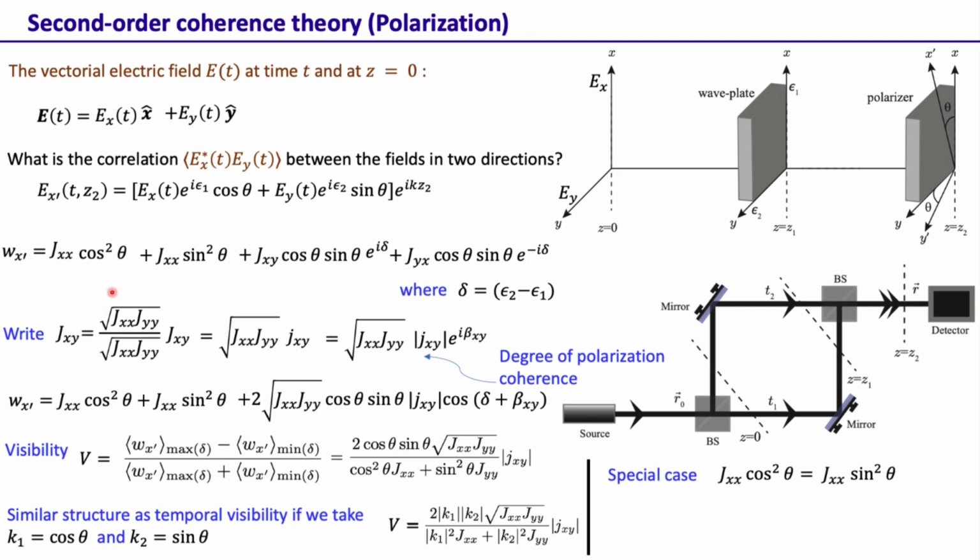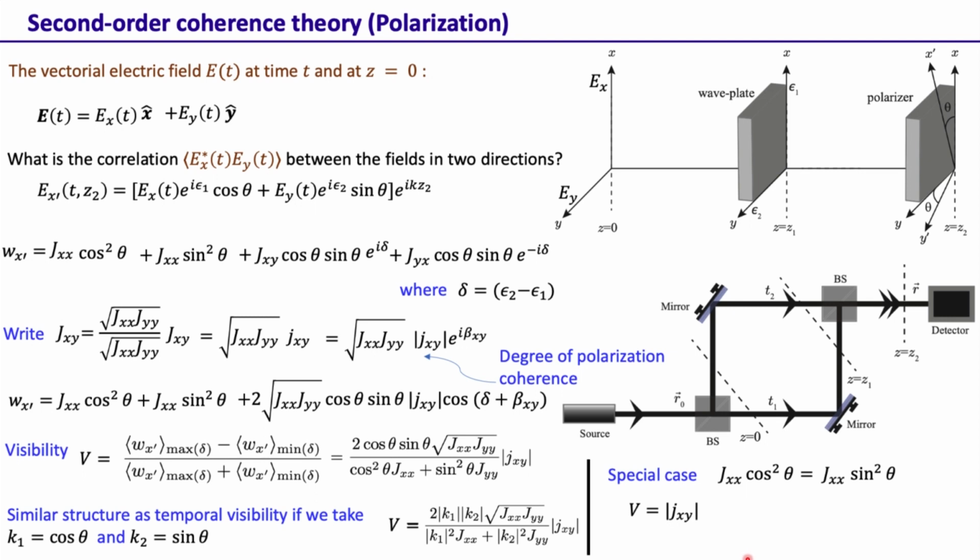Again we can take the special case where the intensity contribution coming from the first polarization and the intensity contribution coming from the second polarization are equal. Then the visibility of polarization interference is equal to the degree of polarization coherence. So just by looking at the visibility, one can find the degree of polarization coherence.